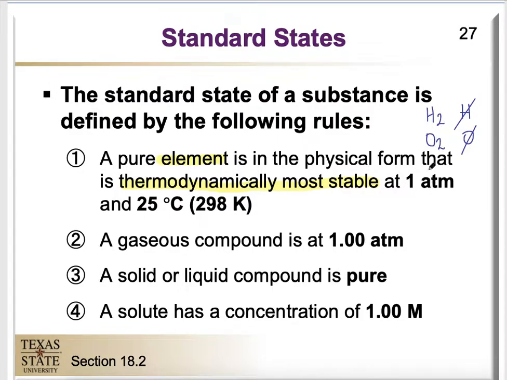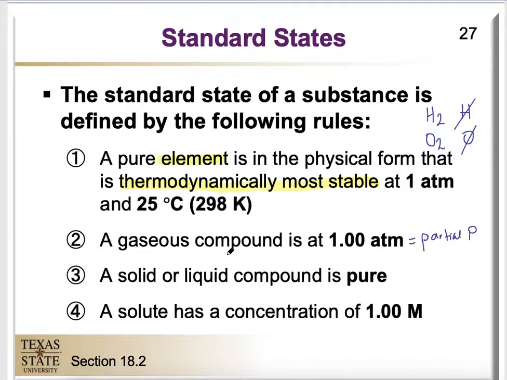Or for things like carbon, carbon in the graphite form would be the thermodynamically stable form, while carbon as diamond would not be it. Now the second part is that if you have an element, it has to be at 1 atmosphere and at 298 Kelvin. If you have a gaseous compound, it needs to be at a partial pressure of 1 atmosphere. Again, this is the partial pressure for the gas.